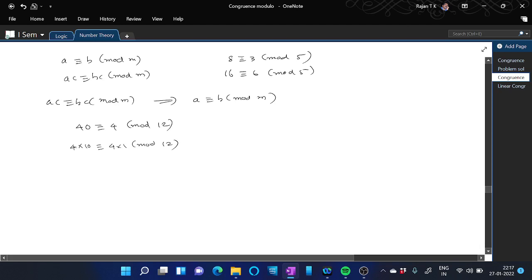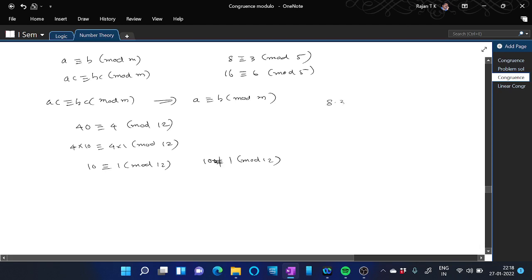Now we expect that 4 is cancelled here. What do we get? We should get 10 congruent to 1 mod 12. But it is not. 10 is actually not congruent to 1 mod 12. And therefore this example shows that if AC is congruent to BC mod M, it doesn't mean that A is congruent to B mod M. You can take another example.